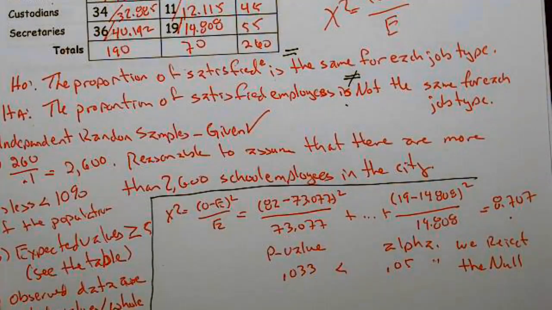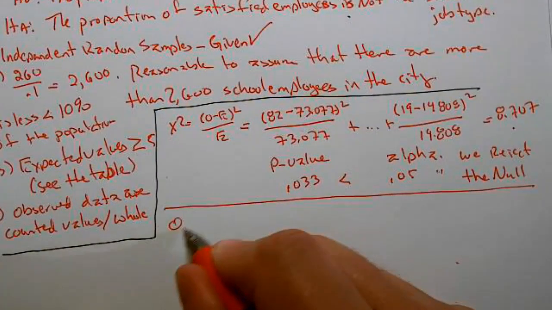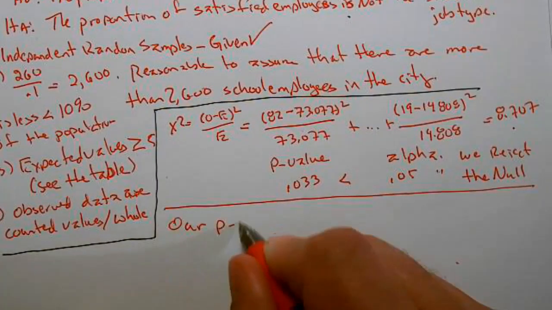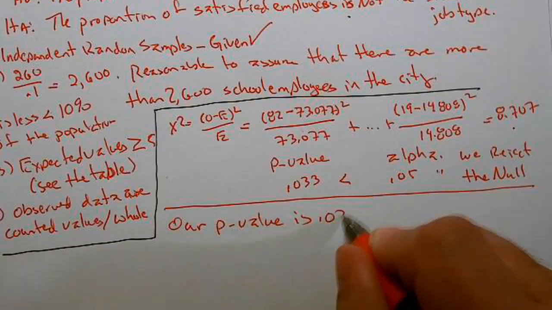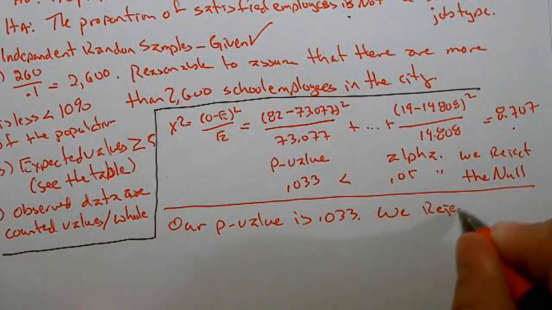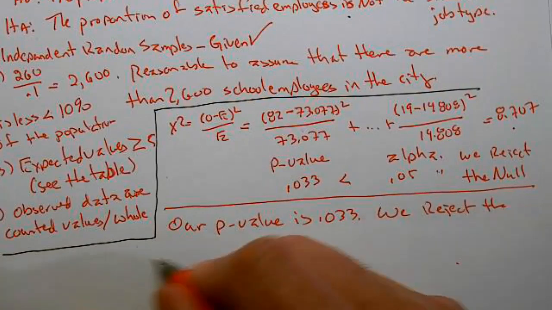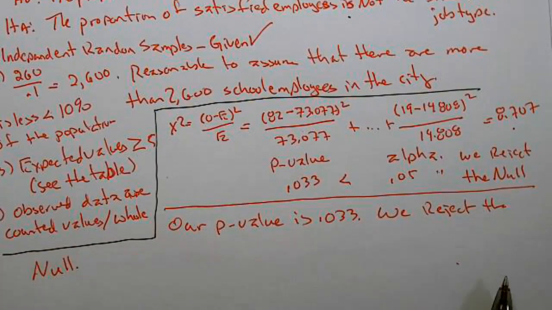And now we can go ahead and write our conclusion out. Our p-value is 0.033. We reject the null.